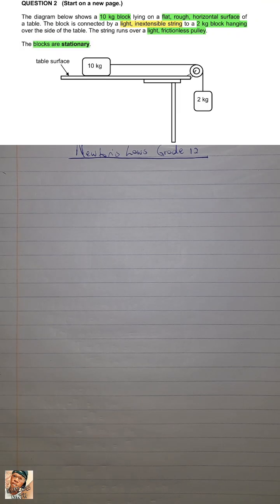All right, so this is the second example of my Newton's law series. So let us get into it because I don't want to waste any time. This example is from one of the previous question papers, and we're going to do question 2. As you know that Newton's laws are in question 2, so we're going to do 2.1 until 2.6. So let us get into it.